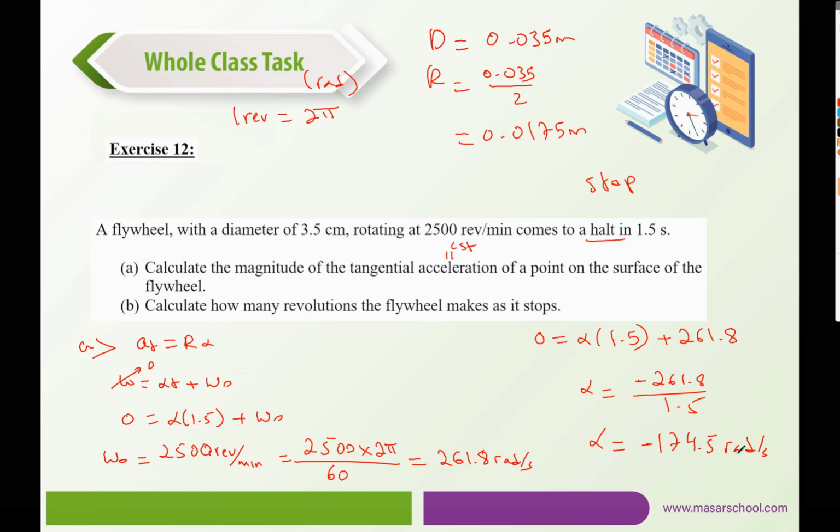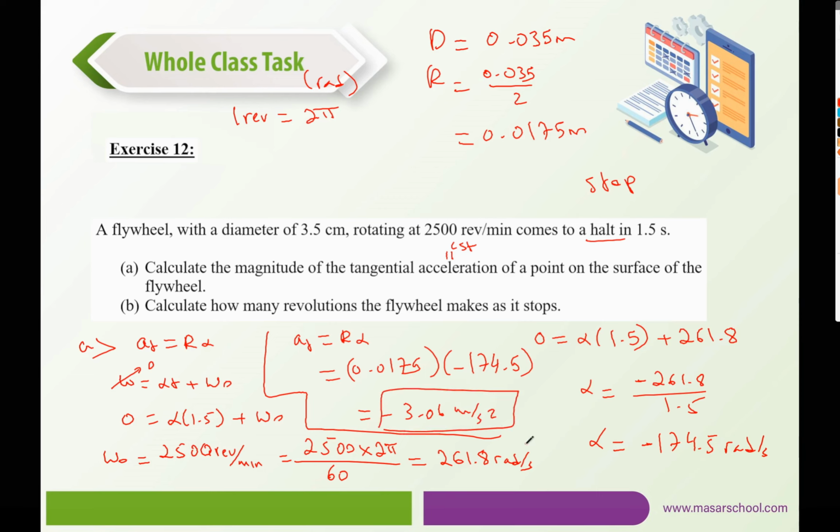But that's not enough because we want the tangential acceleration. So let me do it here. A tangential would be given by r multiplied by alpha. R is given by 0.0175 and minus 174.5. Plugging that on the calculator, we would have a value of almost minus 3.06 meters per second squared. And remember that both angular acceleration and acceleration are vector quantities, so we expect that they might be positive or they might be negative. So let me write down that alpha was given by minus 174.5 radians per second squared.